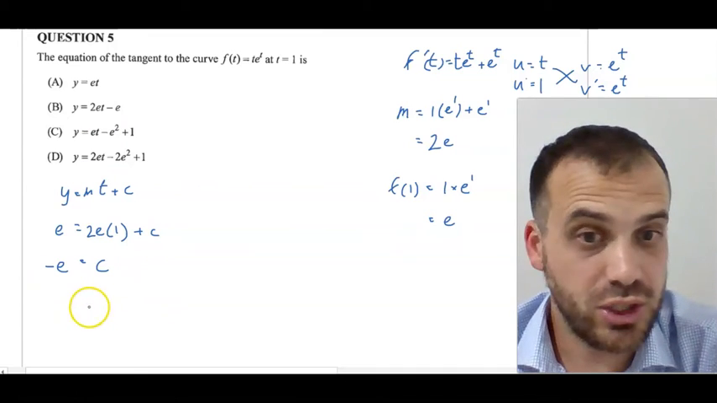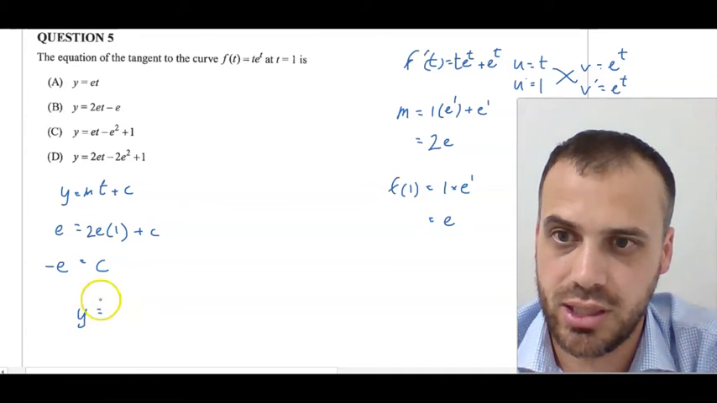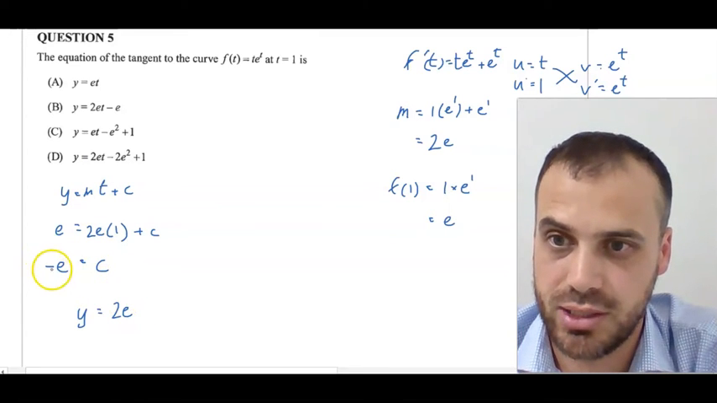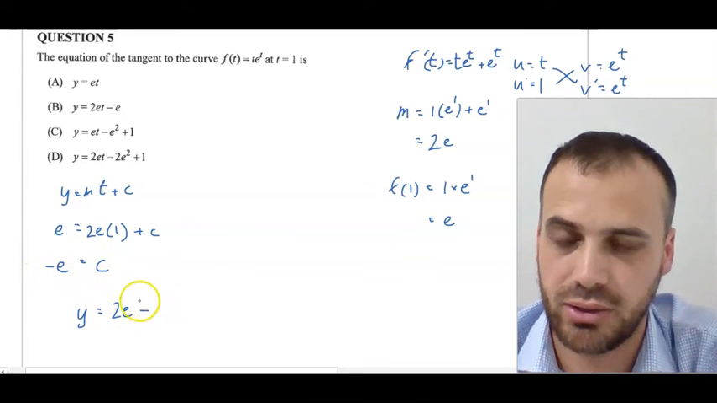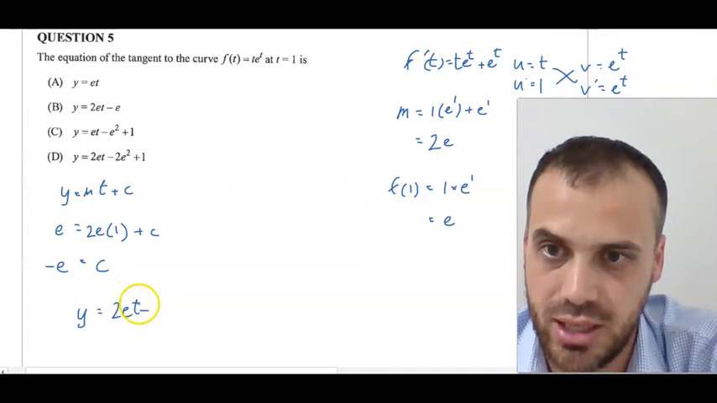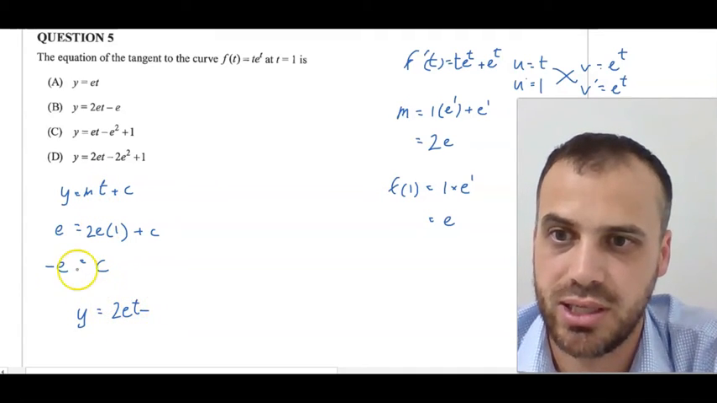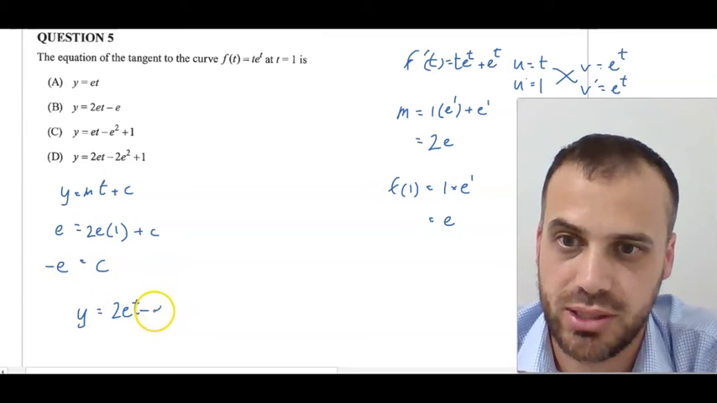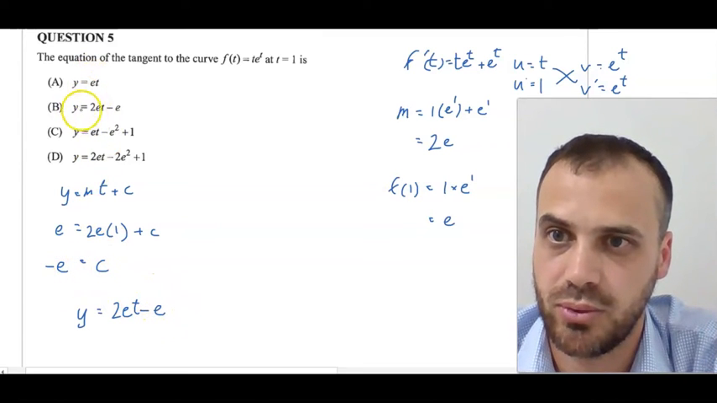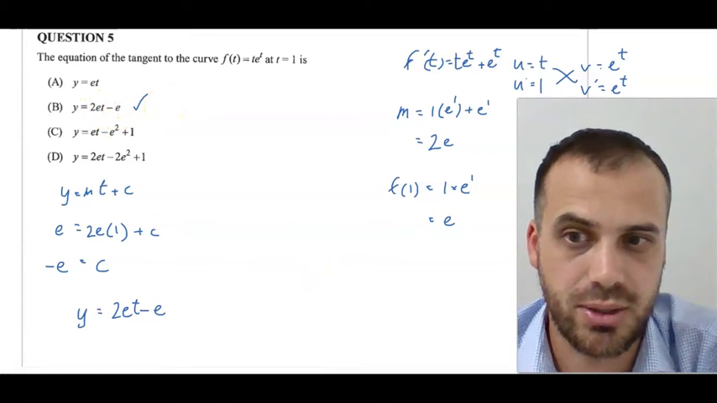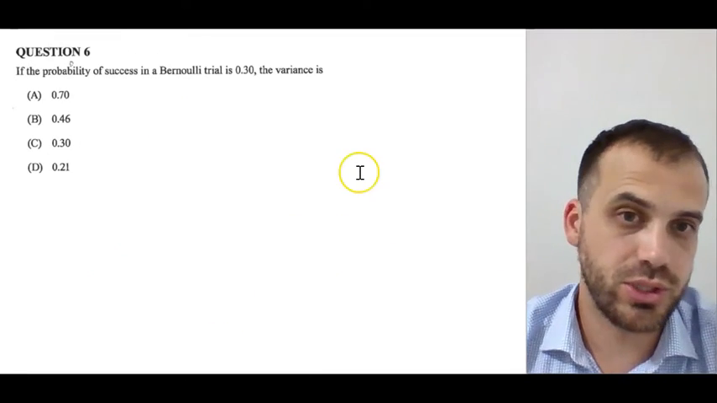Okay, so finishing it off, I know that y is equal to m, which is 2e, times t, because that's like my x value, I guess. Y equals 2et, and the c value is minus e. Have we got one? Y equals 2et minus e. The answer is B. So this question's a weird one.